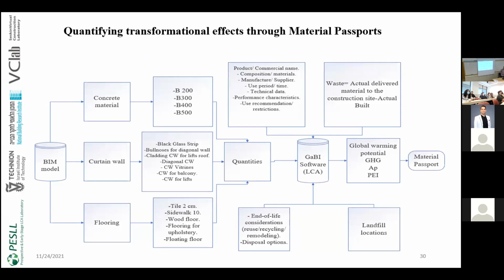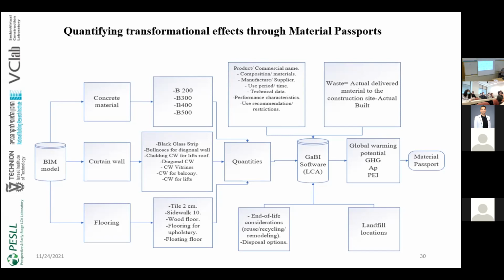So the methodology for completing the material passport for the project: we got the BIM model from the construction company. We scheduled all the quantities related to the different families and types in the project. So we quantified and got all the quantities for the materials. These will be an input for life cycle assessment software, which we selected, GaBi, in this stage.